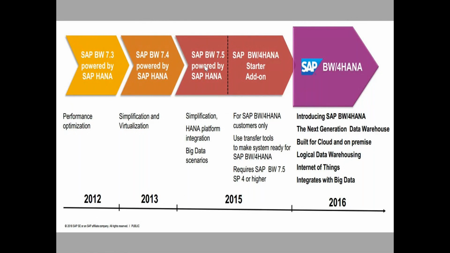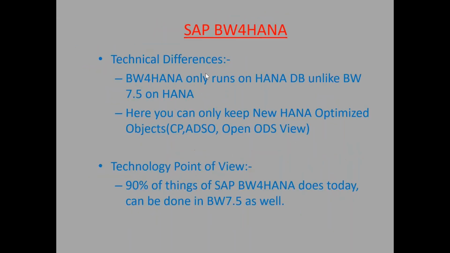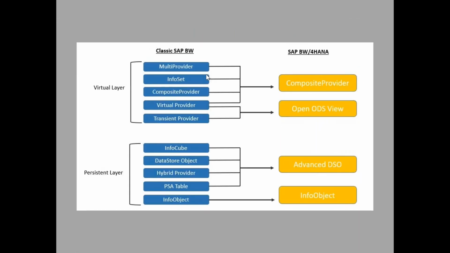What are the old objects? What are the new objects? Look at this here. These are what we call classical BW objects, something like multi-provider and info set. Local composite provider: instead of that, we can use only the composite provider. Virtual provider: we have something called transfer provider, for that we'll be using only OpenODS. For info cubes, DSOs, or something like a hybrid provider or PSA, we can use only advanced DSO. The info object is a core object which still remains the same.